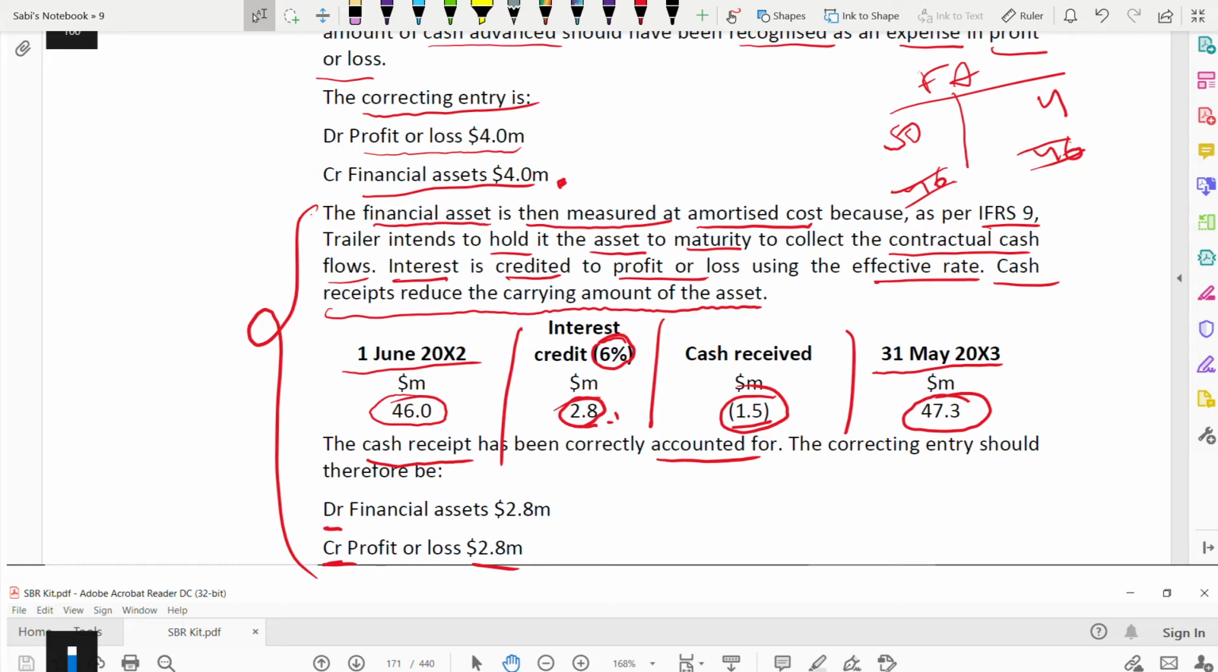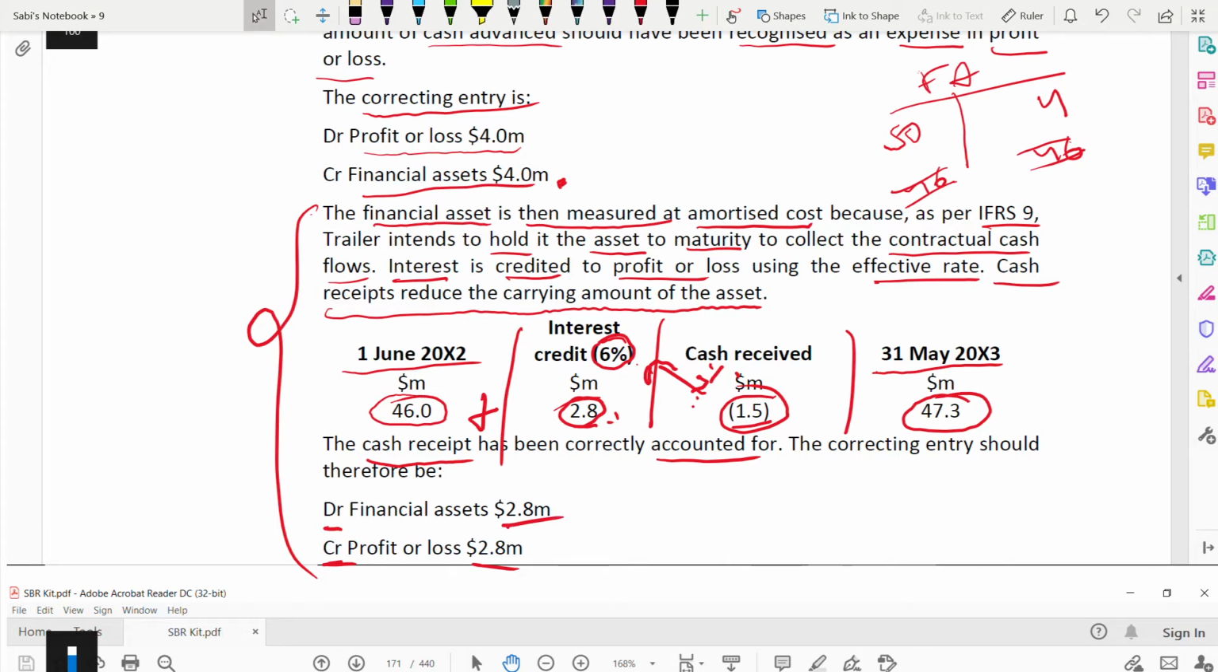Where will the debit go? 2.8, financial asset, because you see it's an addition. Financial asset was 46, now you're adding 2.8 million. It will increase by that interest. You're adding extra with the financial asset 2.8 because you have changed from 3 to 6%. You see here it is 3%. You have increased the interest, so that difference of 2.8 needs to be added to the financial asset. Since it's a financial asset, it needs to be added. That's why it's debit financial asset 2.8.